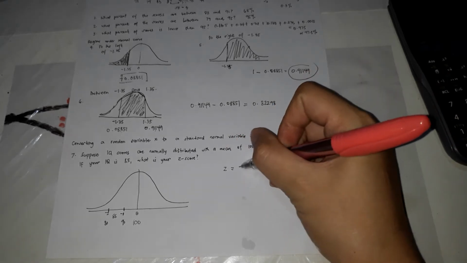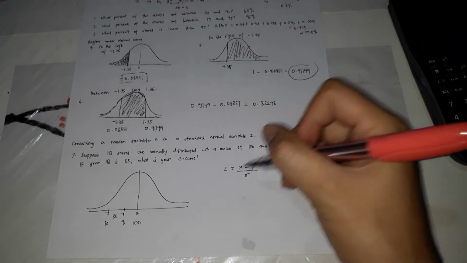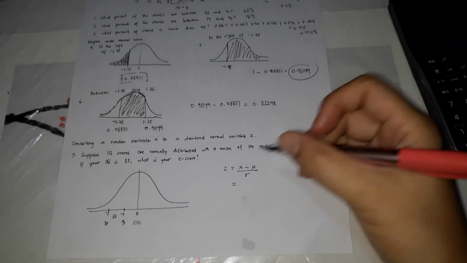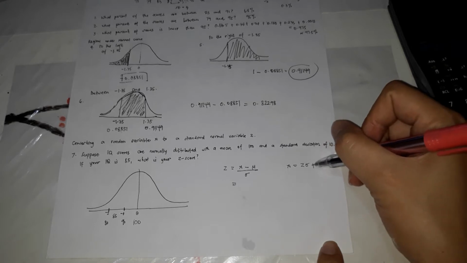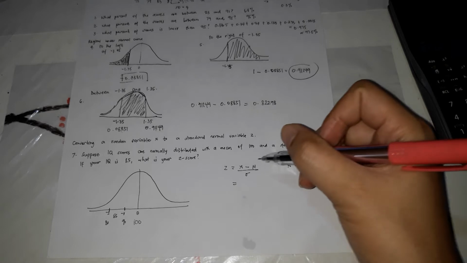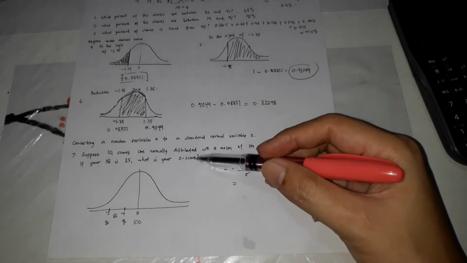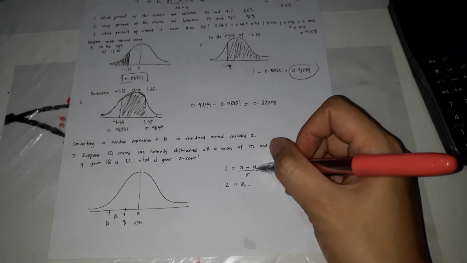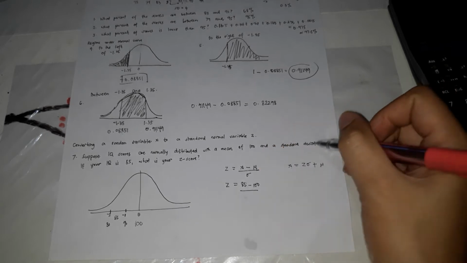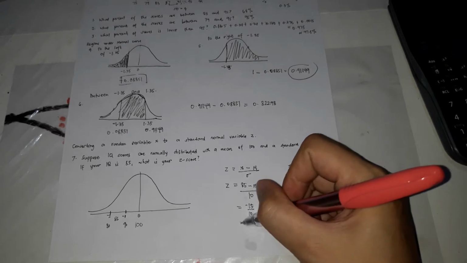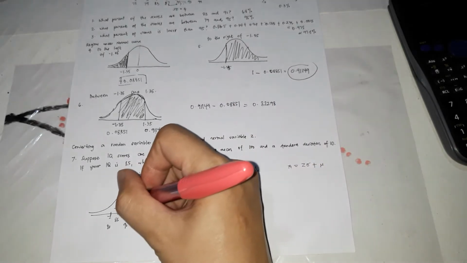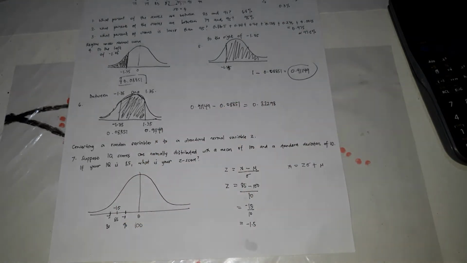So how are we going to solve that? The formula is z is equal to x minus the mean over the standard deviation. The formula could also be rewritten as x is equal to z times the standard deviation plus the mean, if you're looking for x, but in this question we are looking for z. So the z-score of 85 is 85 minus the mean, which is 100, over the standard deviation of 10. So 85 minus 100 is negative 15, divided by 10, which is negative 1.5. So what we said earlier is right. The z-score of 85 is negative 1.5.